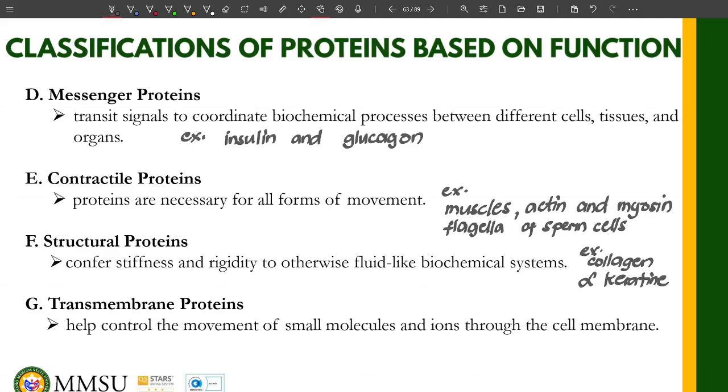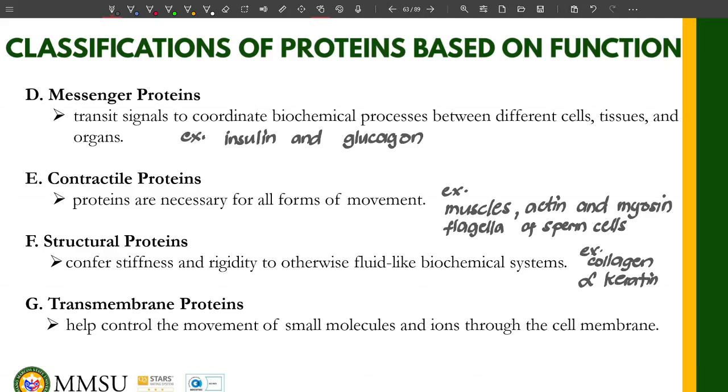Si collagen and alpha keratin, it will be discussed further mamaya, I think, doon sa may levels of structure and doon sa classification based on the shape. Parang natatandaan ko ginawa kong example si collagen and alpha keratin. And then the seventh one would be the transmembrane proteins. These proteins naman, they help control the movement of small molecules and ions through the cell membrane.